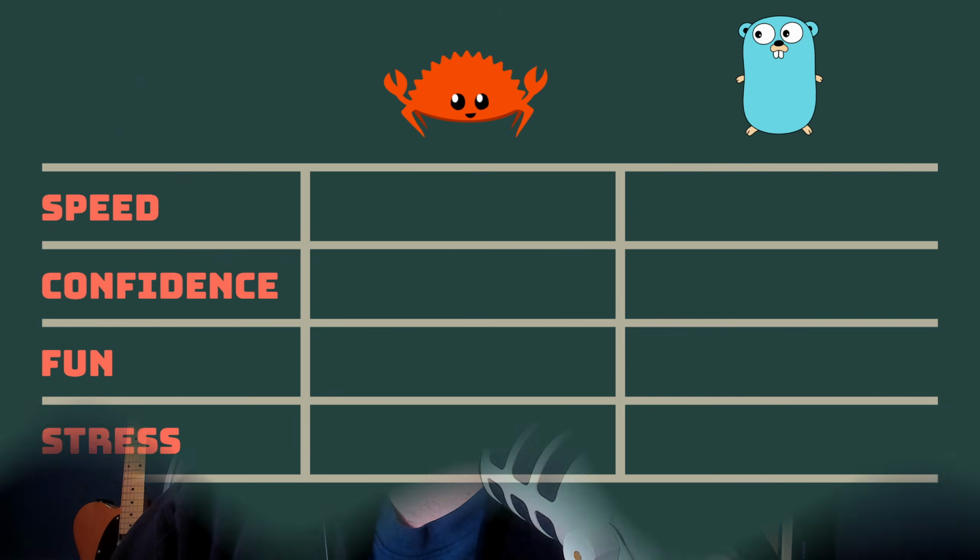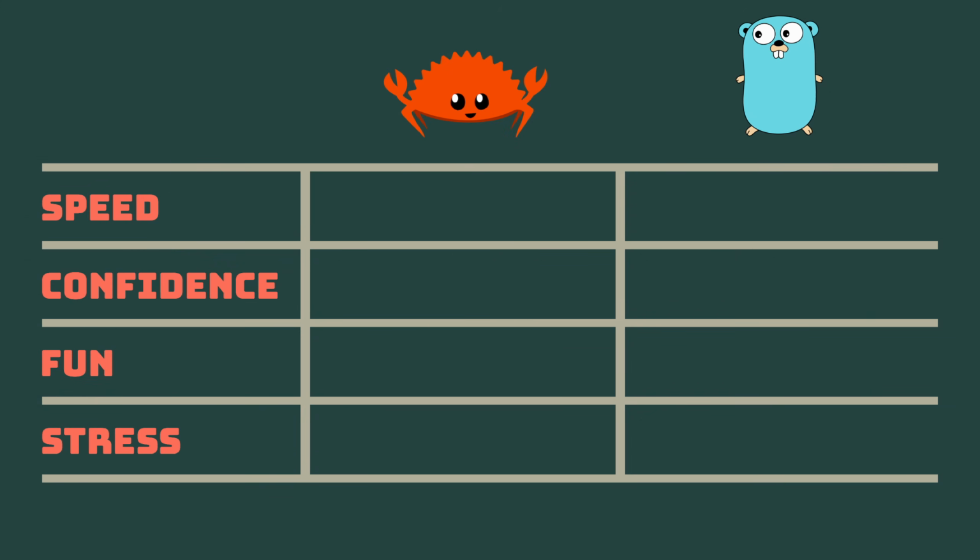Side-by-side comparison. Damn, this one will be really difficult for me because I'm in love with Rust. So I'm going to rate languages from 1 to 5 in 4 categories. The first one, speed of development, how fast I can develop in this language. The second one, confidence, how confident I am to run this code in production. Third one, fun factor. And the last one, stress, whether the language is stressful in development. So let's get started with the speed of development.